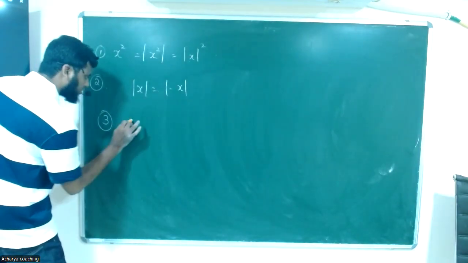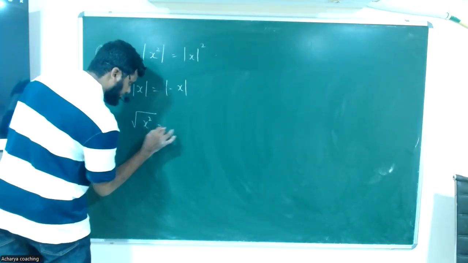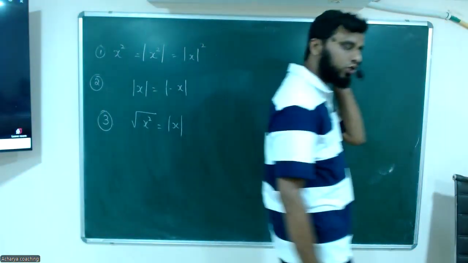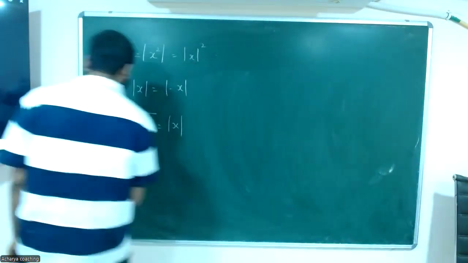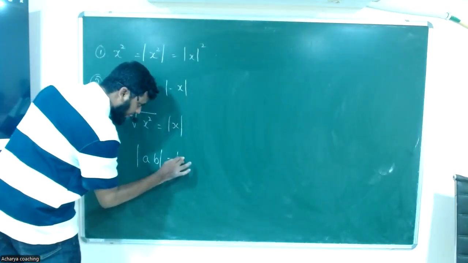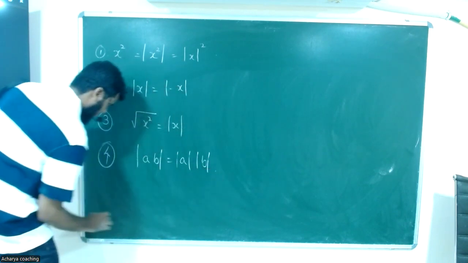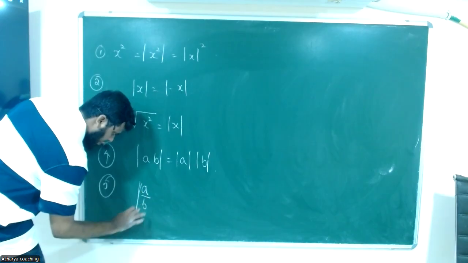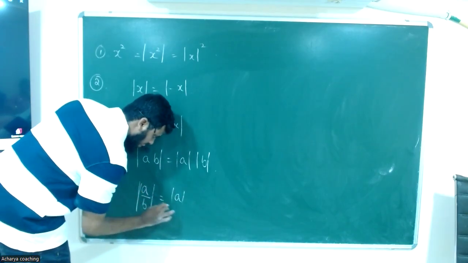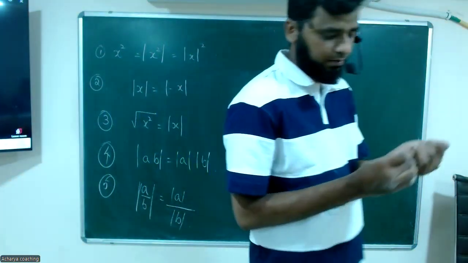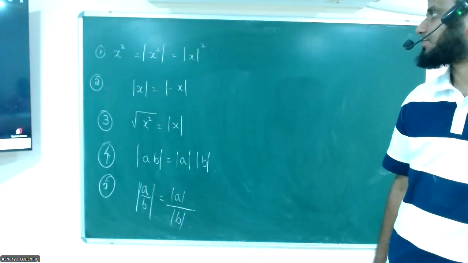Third, square root of x square. This I have explained already. Square root of x square is modulus of x. Next, modulus can be distributed over multiplication and division.